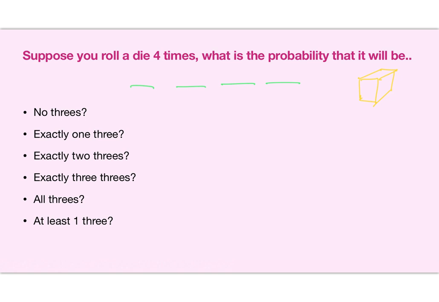How many sides on a die? 6. So this is saying, what is the probability that if we roll it 4 times, there are no 3s? Well, first you have to say, if I roll the dice 4 times, how many different outcomes could there be? Or the other way I could say this is, if I had 4 dice in my hand and rolled them all, how many different outcomes could there be?